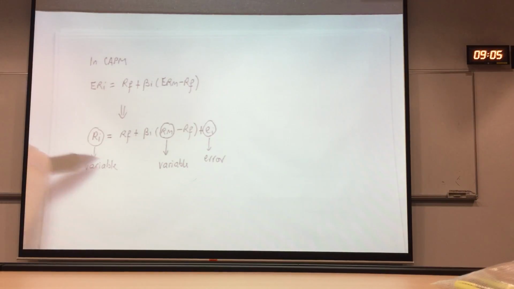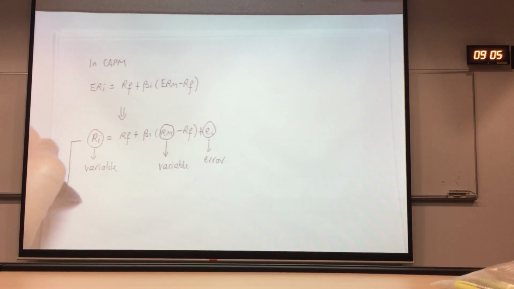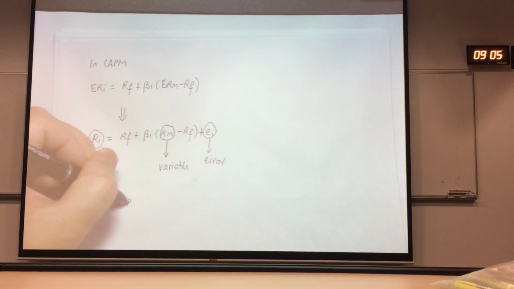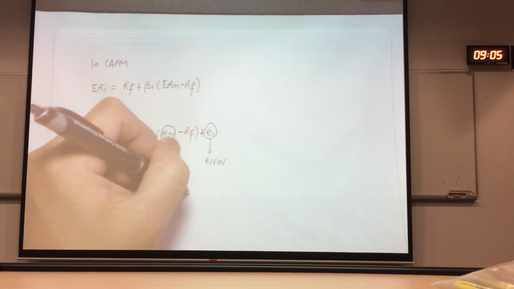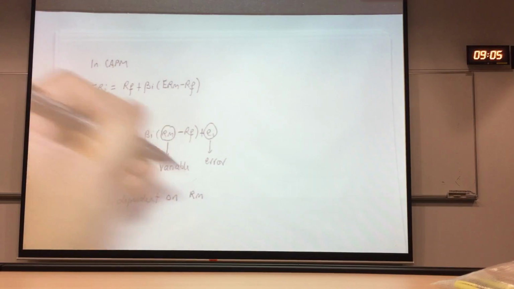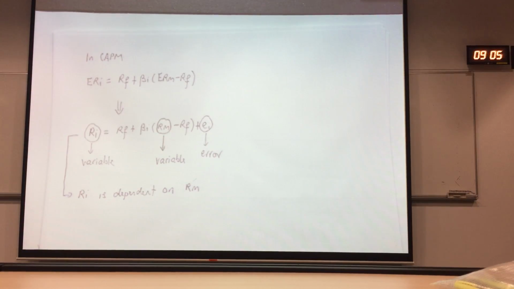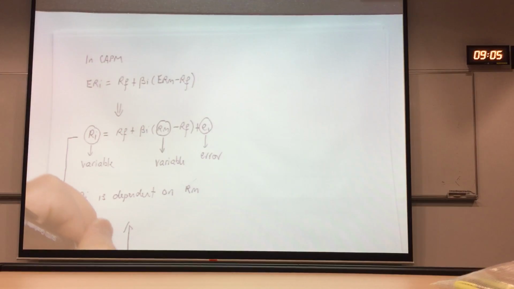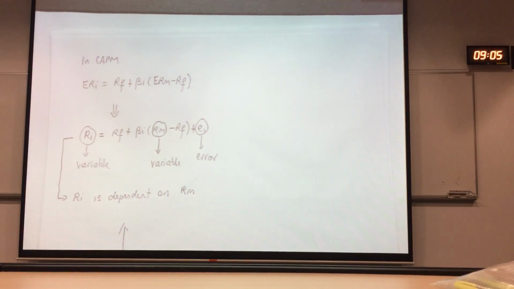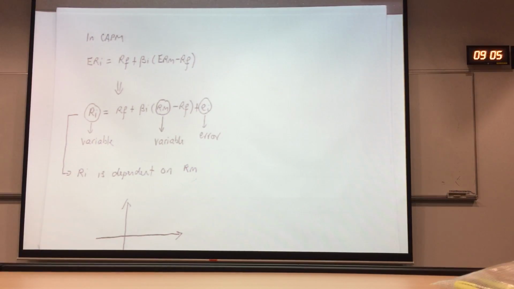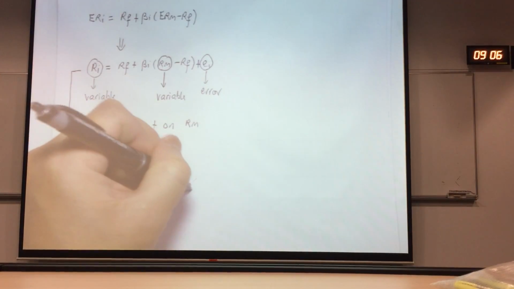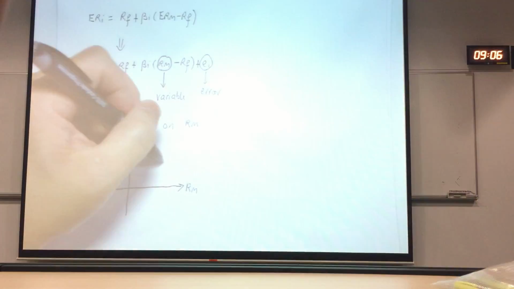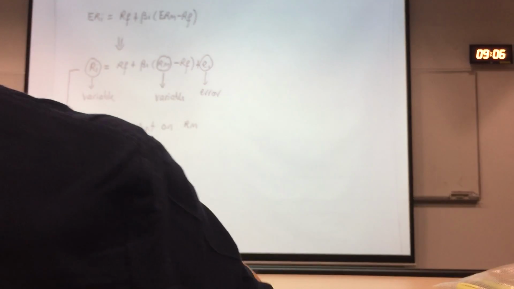So the CAPM equation basically tells us that RI is dependent on one factor, which is the market portfolio return. So if you perform a regression analysis of RI and RM, this will give you a linear relationship between the two.